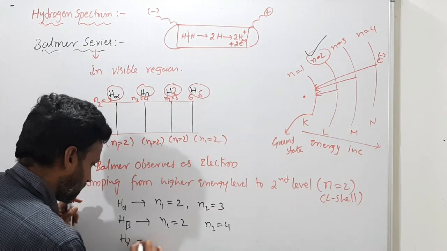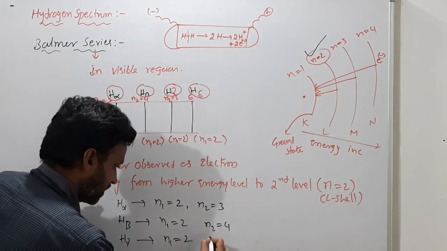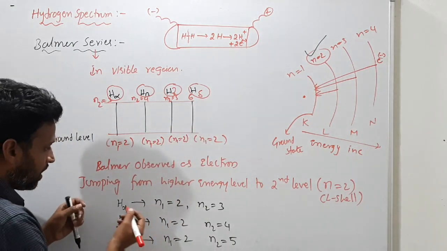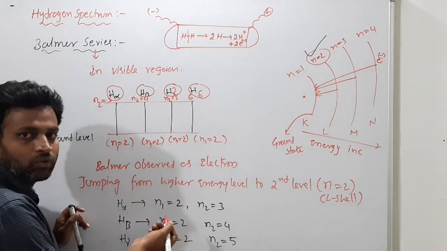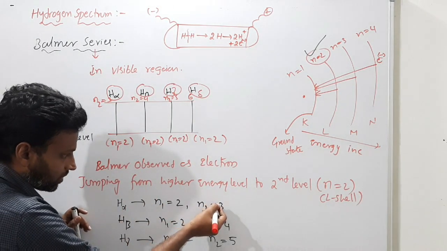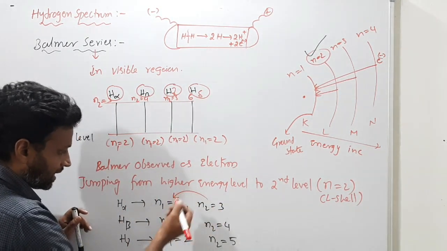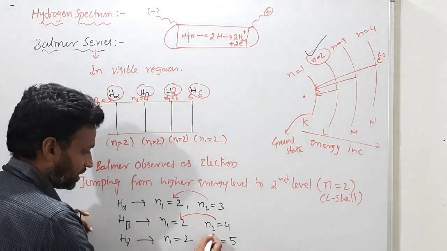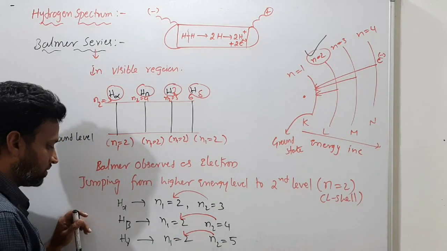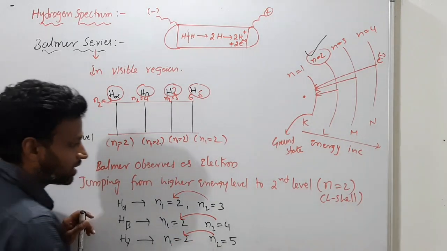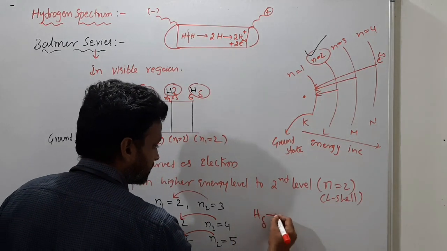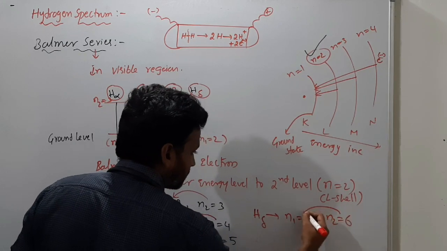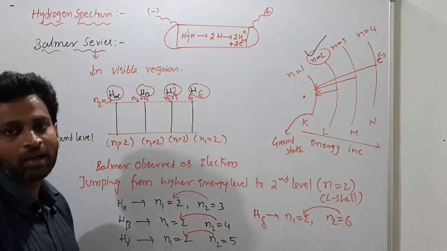And H gamma: N1 is 2 and N2 is 5. Like that the delta also. Understanding? What is the H alpha line which was given by Balmer? If the electron jumps from the third level to the second level, that is the H alpha line. Fourth level to second level, H beta. Fifth level to second level, H gamma. H delta means, if you want I will write, N1 is 2 and N2 is 6. The electron jumps from 6 to 2, that is the H delta line.